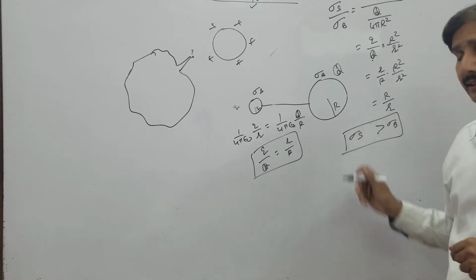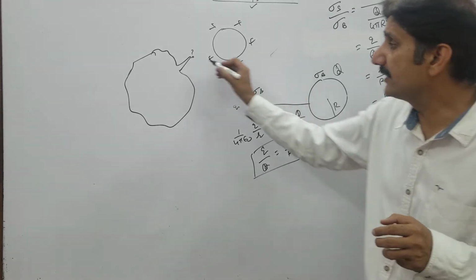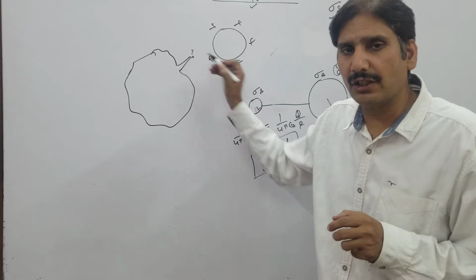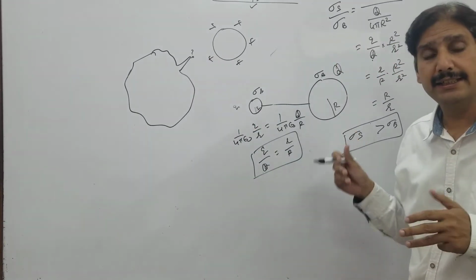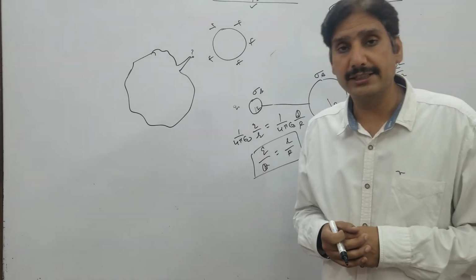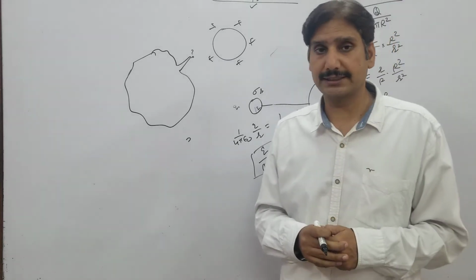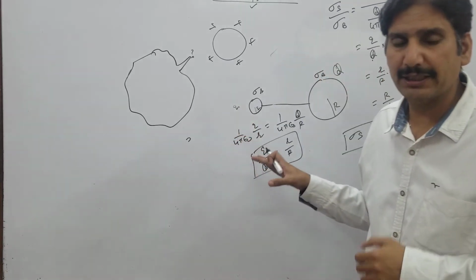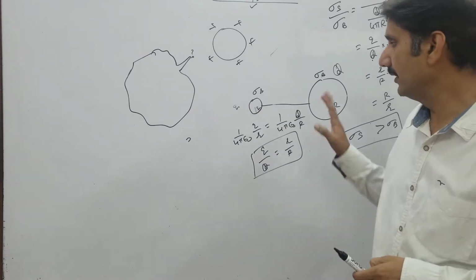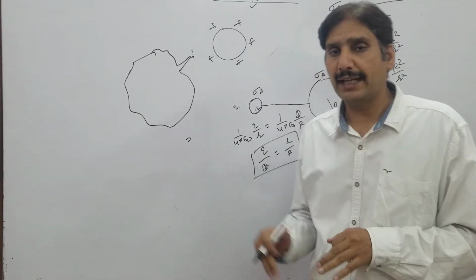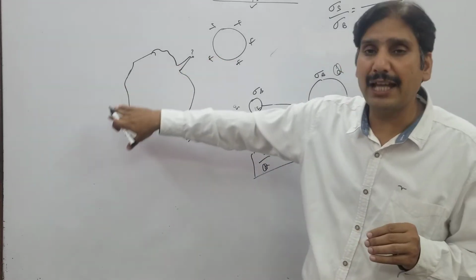The surface charge density would be more on a surface which has got a smaller radius of curvature. That means surface charge density is inversely proportional to radius of curvature. That means the sharper the edge, the higher would be the charge density. This concept I would need in a later part of this topic. So let's first of all settle this thing that at sharp edges the surface charge density would be higher than at the flat surfaces.